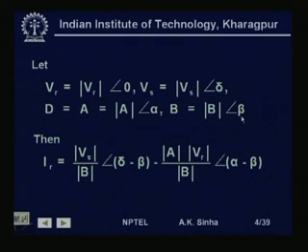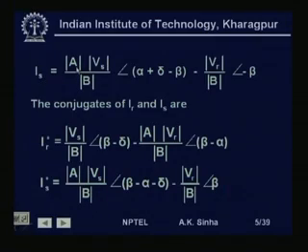Once we substitute these values for Is and Ir, then we have Ir is equal to magnitude of Vs by magnitude of B with an angle delta minus beta, minus magnitude of A into magnitude of Vr divided by magnitude of B with an angle alpha minus beta. We are just substituting the phasor values for A, B, C, D and Vs, Vr in this relationship. Similarly, we can get the value of Is as magnitude of A into Vs by magnitude of B with an angle alpha plus delta minus beta, minus Vr by magnitude of B with an angle of minus beta.